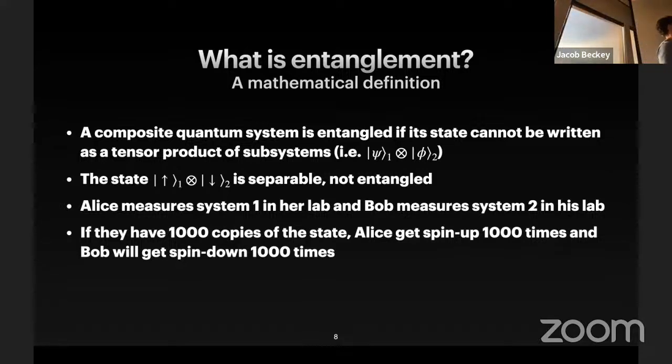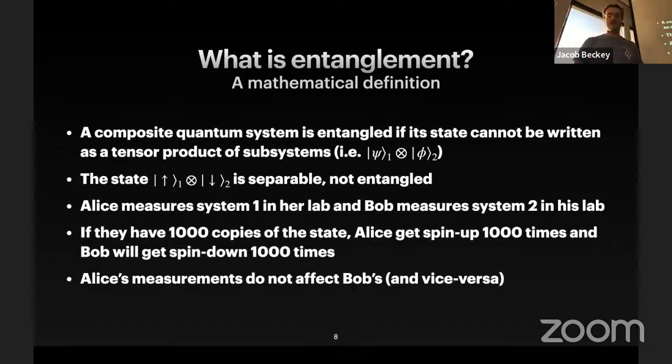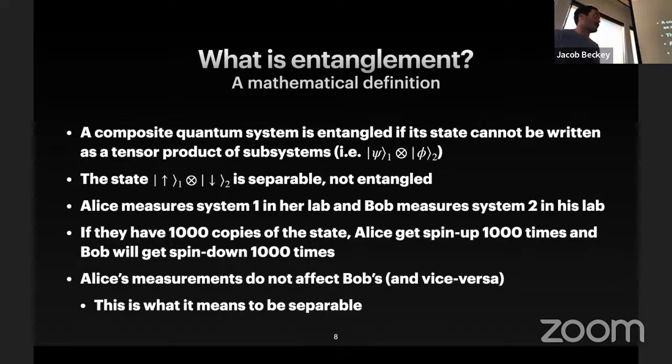Bob's going to get spin up or spin down 1,000 times. These measurement outcomes do not affect one another. And that's what we mean when we say things are separable. The measurement outcomes in one system do not affect the measurement outcomes of another system. So that's what it means to be able to write your state down as a tensor product.